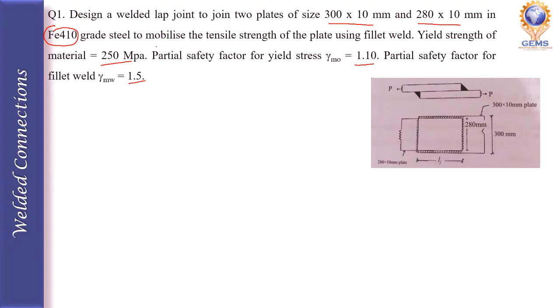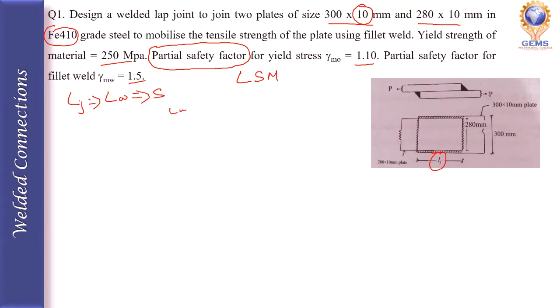In the working stress method, we don't have the term partial safety factor. If in the question the term partial safety factor is given, we have to design for the limit state method. So in this, we have to find Lj. How can we find the Lj? If we have Lw, we can find the Lj. If you want Lw, the length of the fillet weld, we need the size of the fillet weld. So size we can get from the thickness.